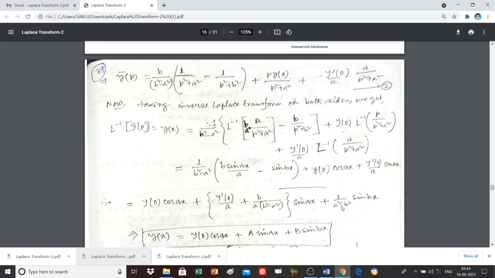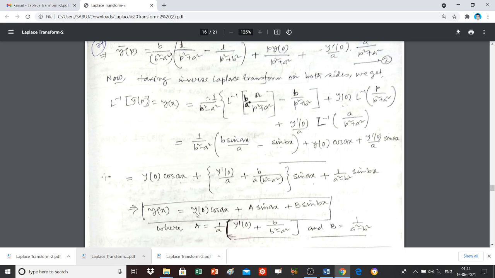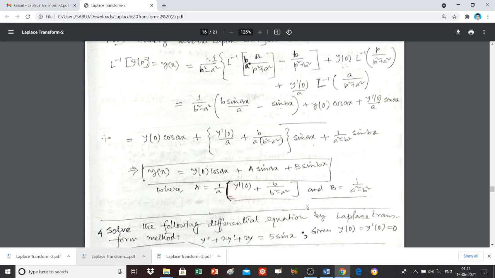So that can be written in the form y of 0 cos ax, the first term is here, and this can be written as A sin ax, where A is equal to the addition of these two terms, and B is equal to 1 by this, so B sin bx. So this is the solution of the given differential equation.